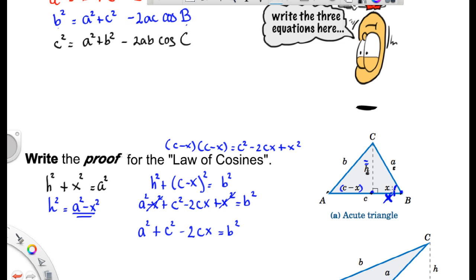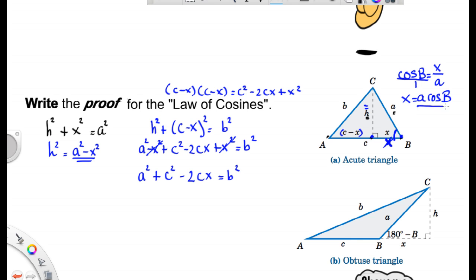Okay, I can write this x in terms of... x is an adjacent for this angle. So I could say that, let's see, that's an adjacent, right? So the cosine of b is x divided by a. If I think of this as over 1, I can multiply this way. So x is actually a times the cosine of b. So I'm going to use a cosine b instead of x. Now I get a squared plus c squared minus 2c, and that's a cosine b, equals b squared.